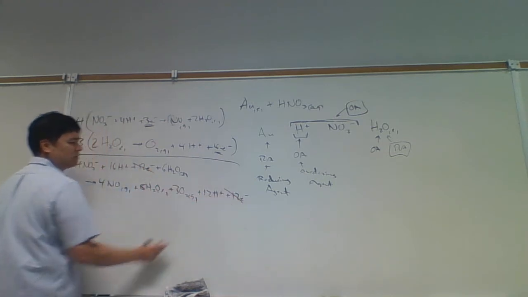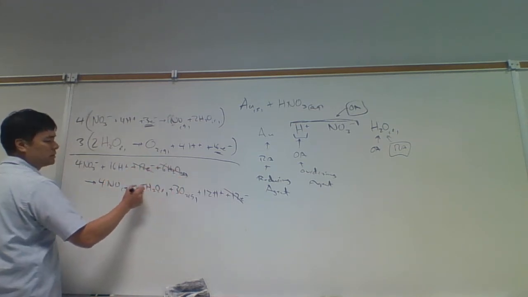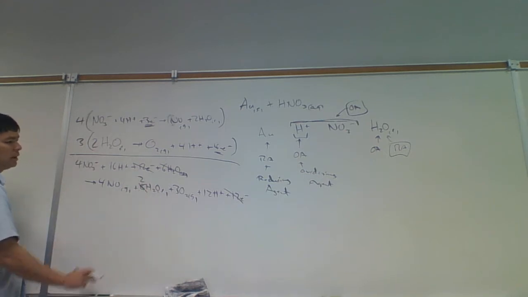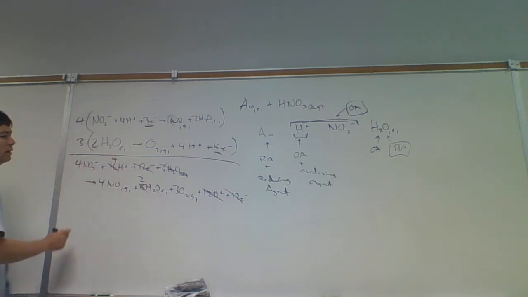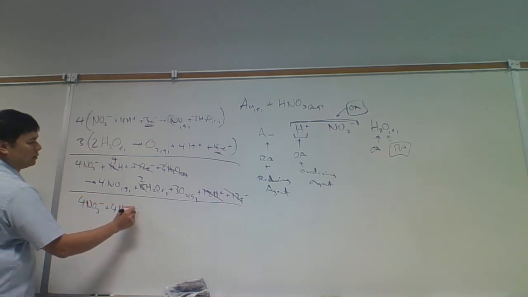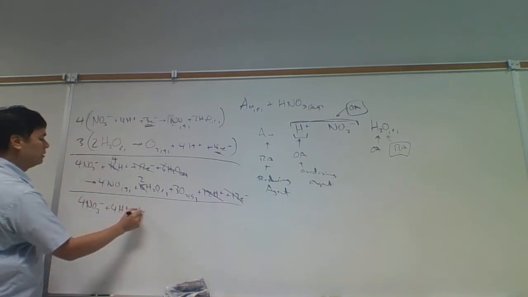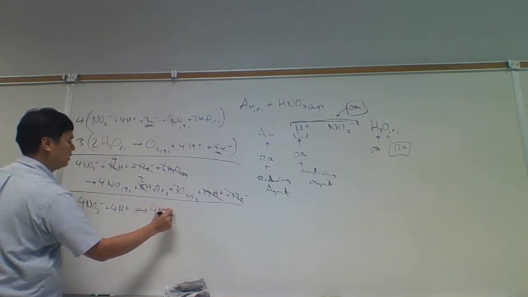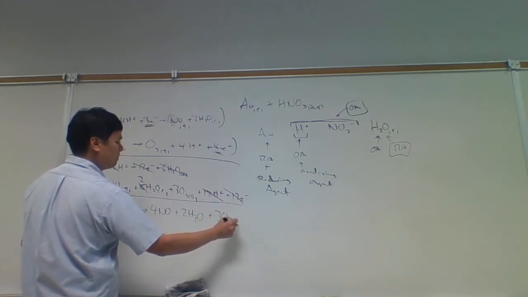The 12 electrons cancel. The electrons have to cancel in a redox reaction. Electrons gained must equal electrons lost. The waters, we can also cancel those out. 6 here, that leaves us with 2 there. The H pluses, we can cancel those out. 12 H pluses, this leaves us with 4 H pluses. And so after simplifying this, this is what we end up with. We end up with 4 nitrates plus 4 H plus yields 4 NO plus 2 H2O plus 3 O2 gas.